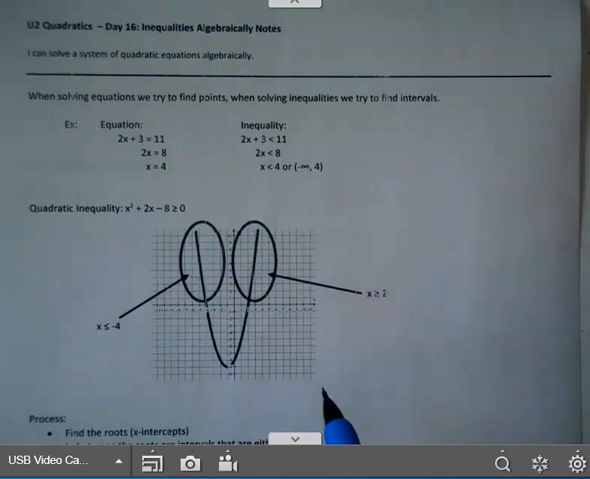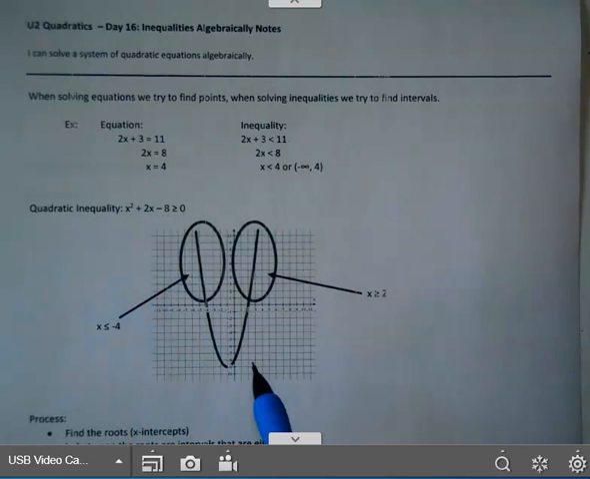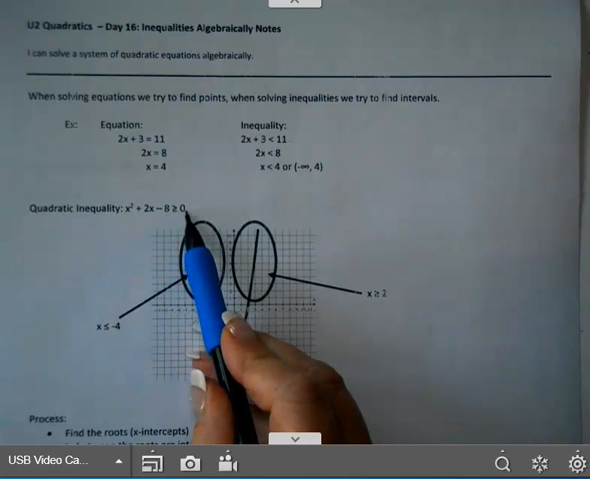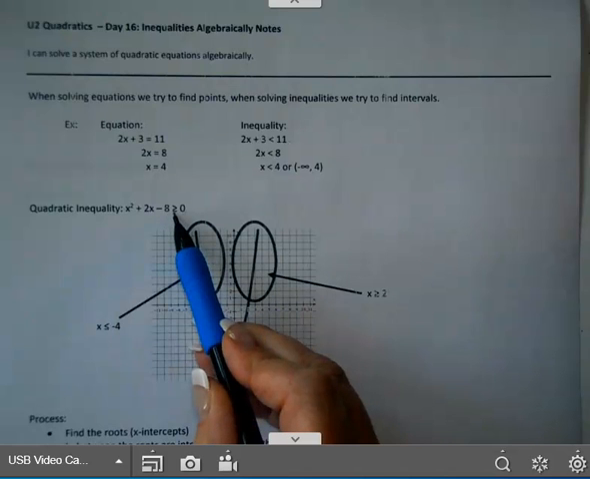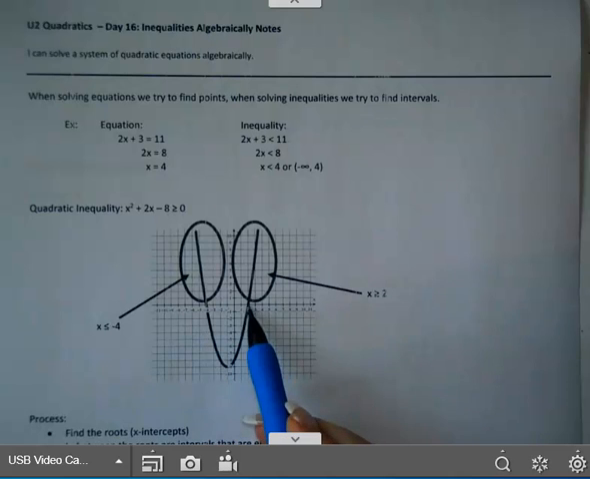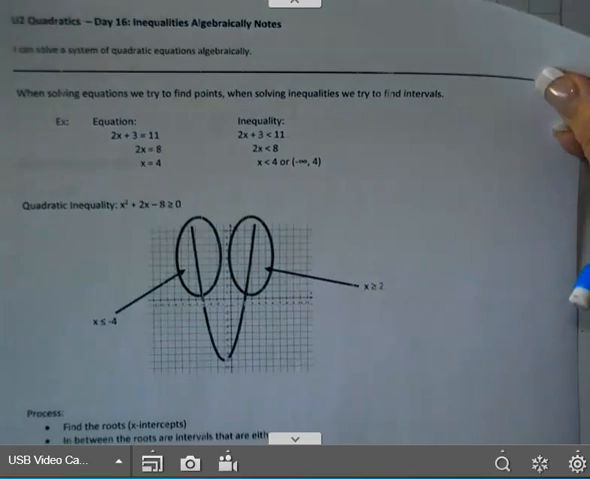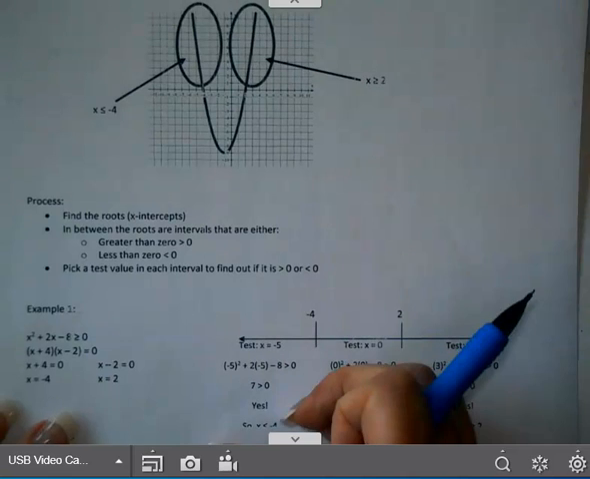So if you were taking an ACT, the fastest way to do this would be to graph it and look where the graph is positive, because I want it when it's greater than or equal to 0. So I've circled those two solutions. If this had been less than or equal to 0, I would circle everything that is below the x-axis. If you don't have a graph, you can also break this into intervals.